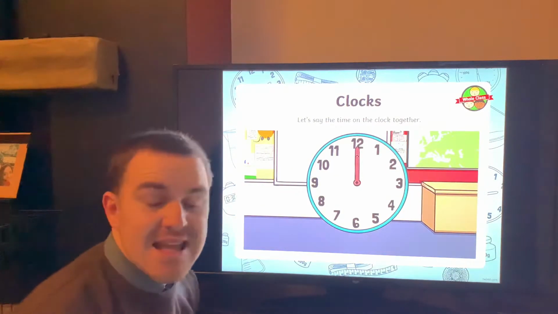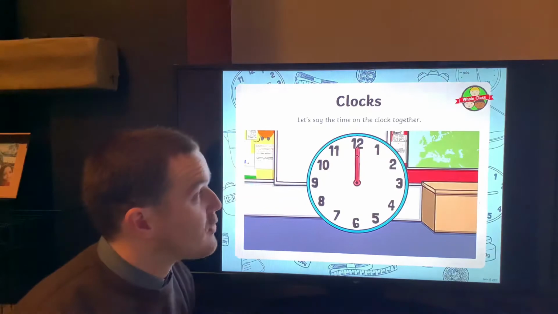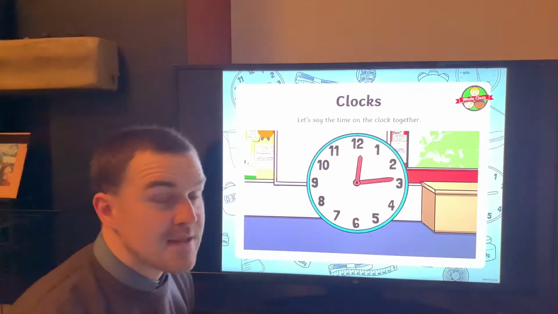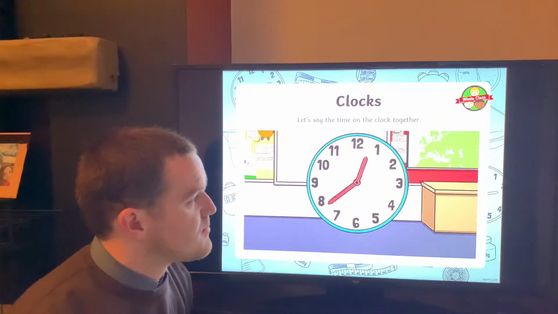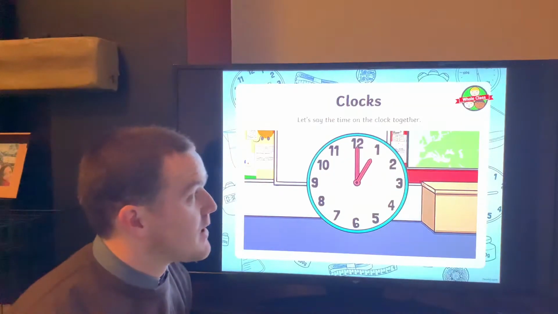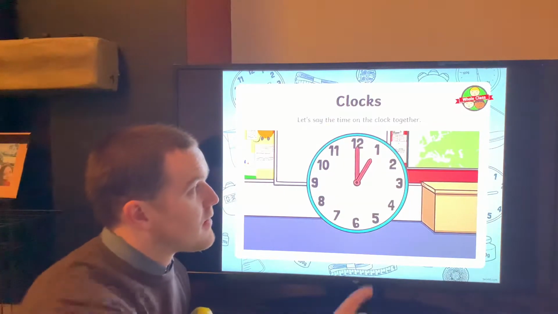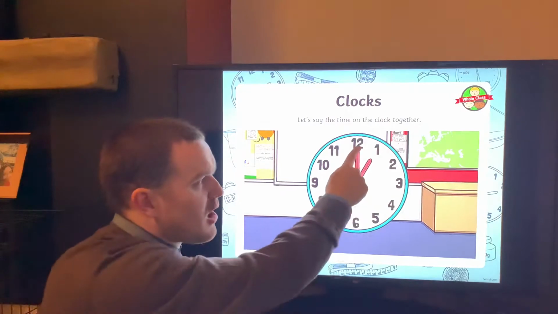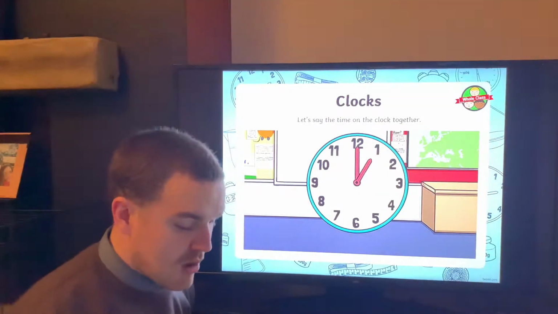Right. Let's say the time on these clocks together. Okay, so let's read them. They're all going to be o'clock times. So it's spinning round, going in a clockwise way. We'll learn about that next week. I know it's o'clock. It is 1 o'clock. Okay.